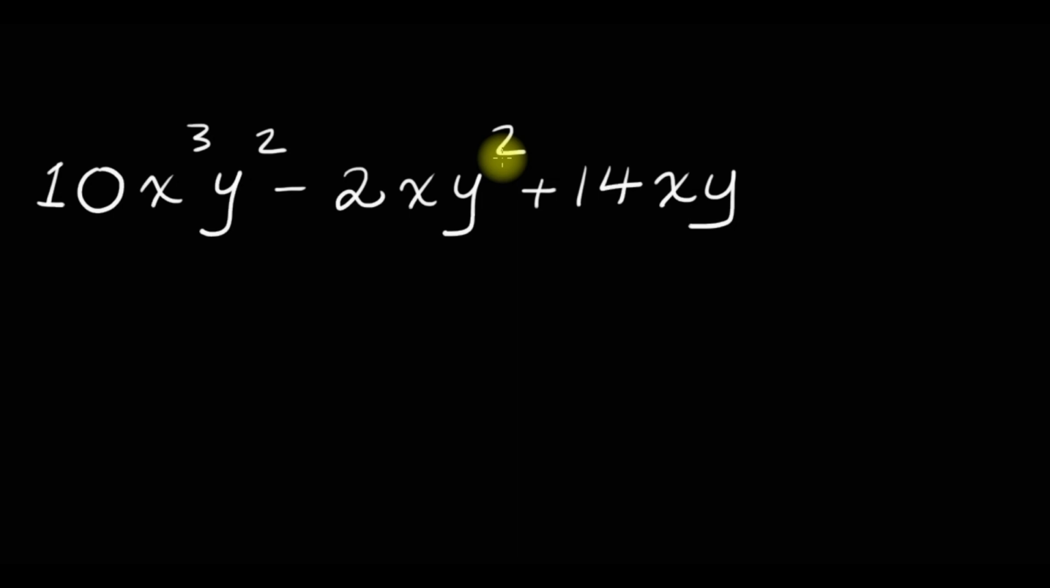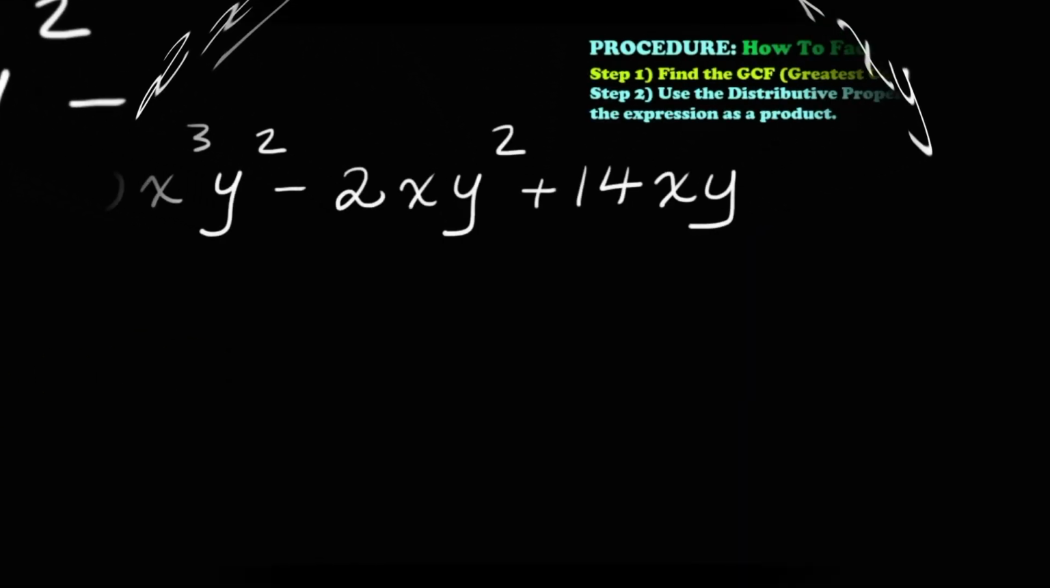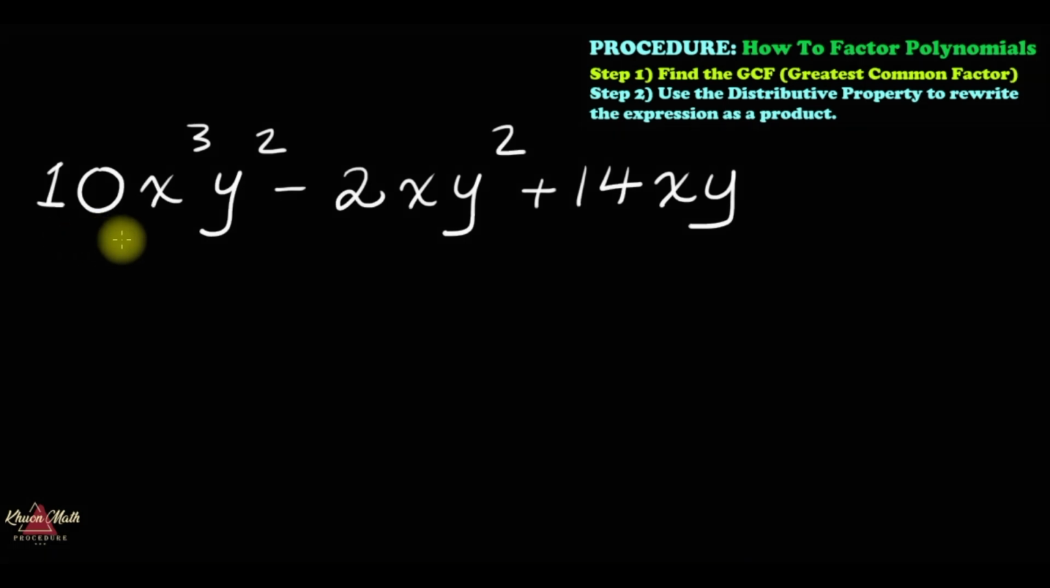Okay, let's look at another one. So here you have 10x cubed y squared, take away 2xy squared plus 14xy. So this is a polynomial, and we have to factor this. So let's try to come up with the greatest common factor for these three terms.